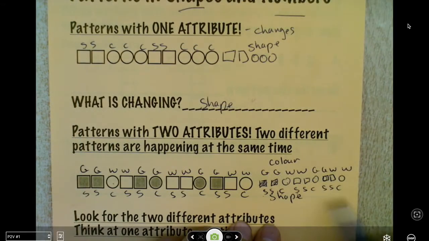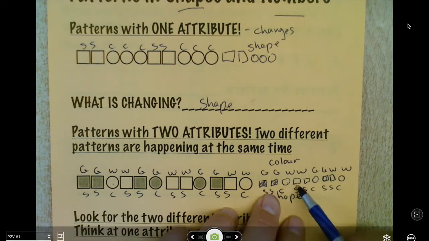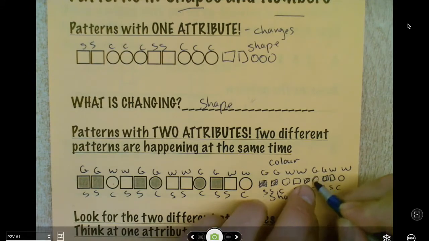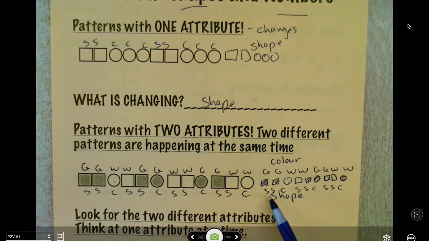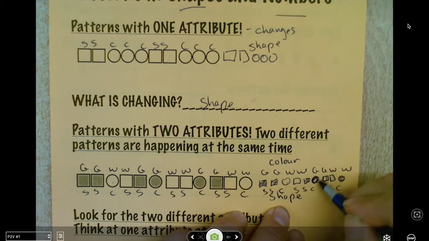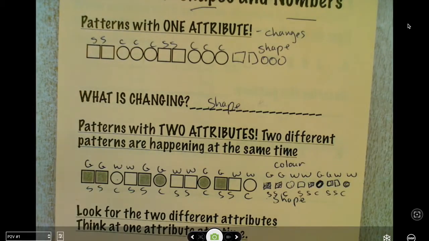When I add the shapes on top and the bottom, I can start filling in what the shapes are. I need gray, gray, white, white, gray, gray, white, white, gray. On the bottom, I need square, square, circle, square, square, circle, square, square, circle. So when you're doing a pattern like this, it's good to isolate one attribute on top and one on the bottom, and then just try to extend it after that.